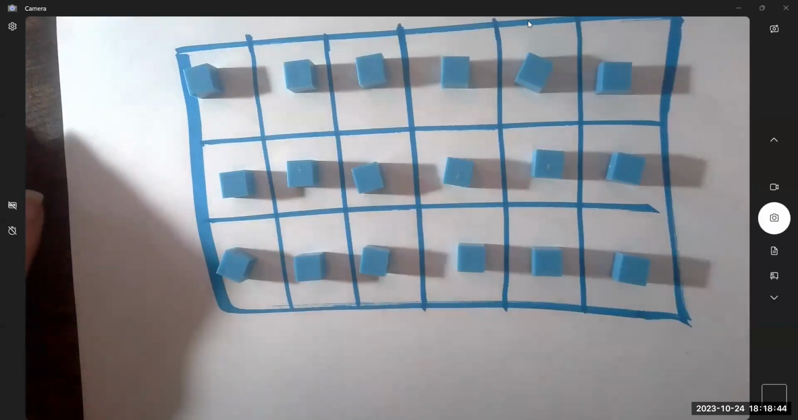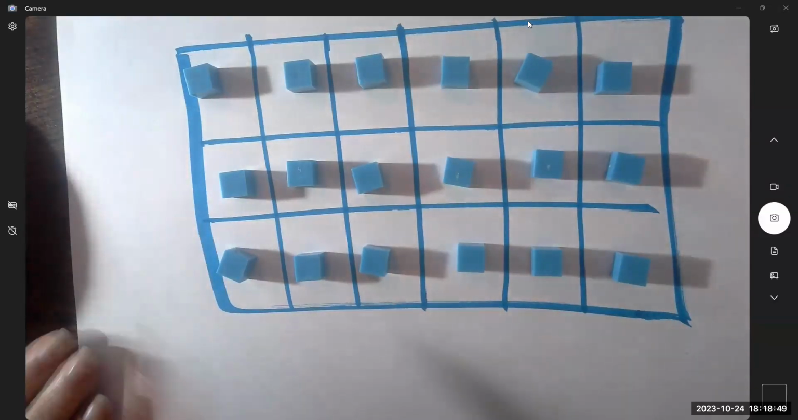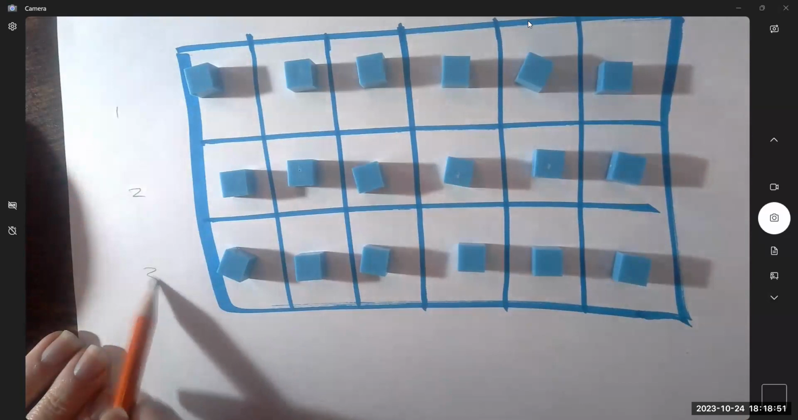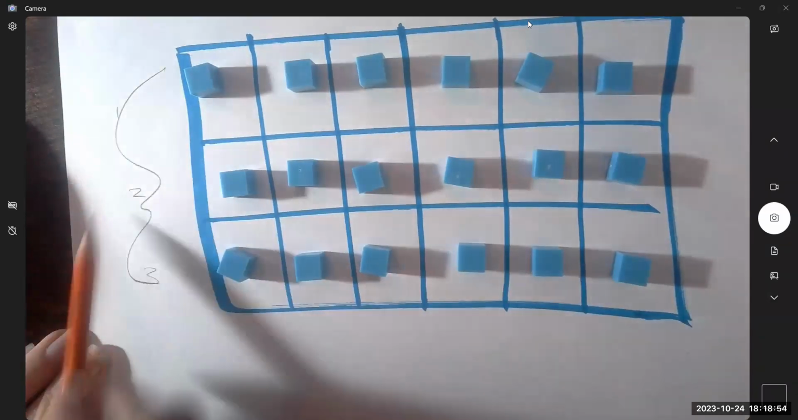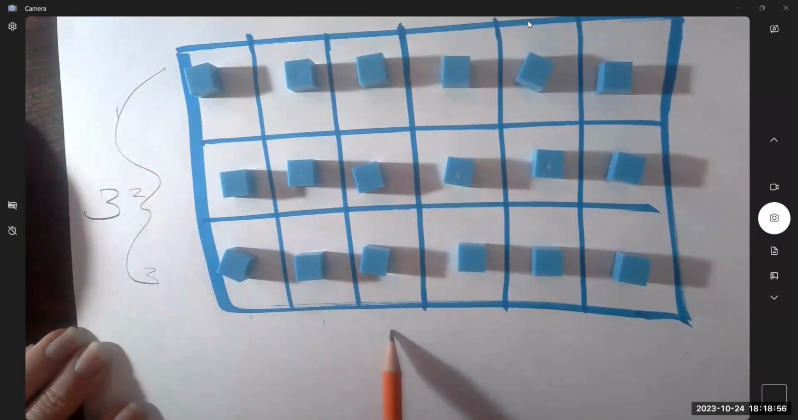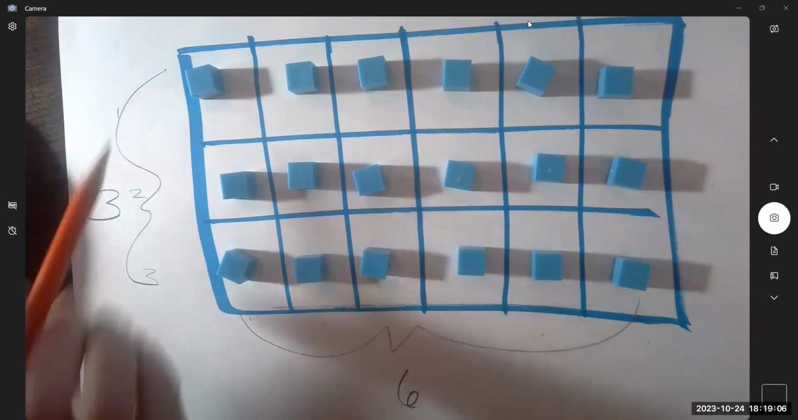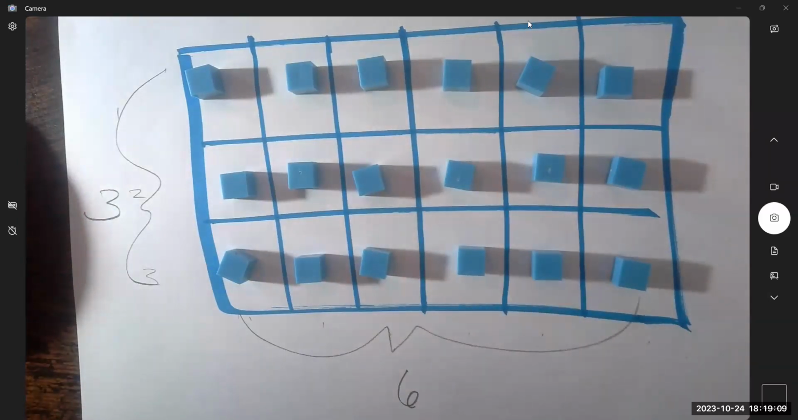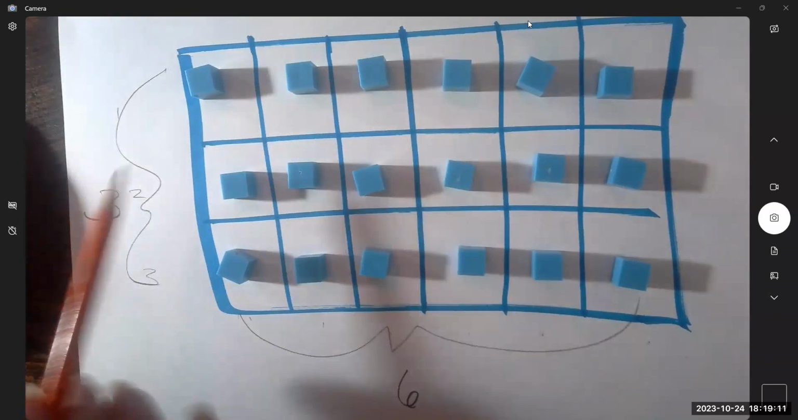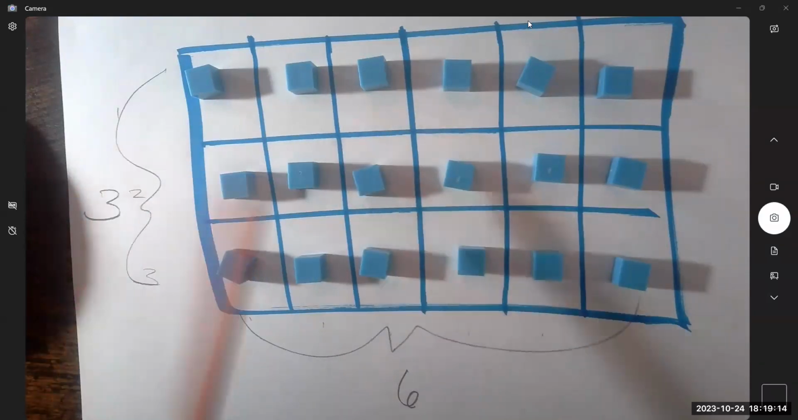Okay. All right, so here is an array, right? And as you can see, it is a 3 by 6 array because there are 1, 2, 3 rows and 1, 2, 3, 4, 5, 6 columns. So we have a 3 by 6 array. There are 3 rows and 6 columns in this array. And as you can see, I put a counter on each of these squares.